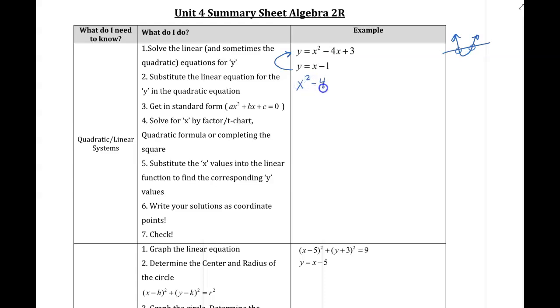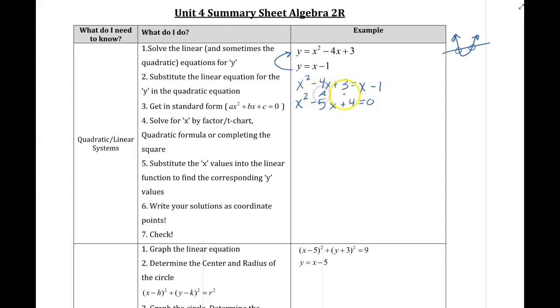So we have x squared minus 4x plus 3 is equal to x minus 1. This is a quadratic, so I want to set this equal to 0. And I can do that just by subtracting over the x. That would give me x squared minus 5x, and then I'm going to add the 1. Plus 4 equals 0. Now I can factor, t-chart and solve.